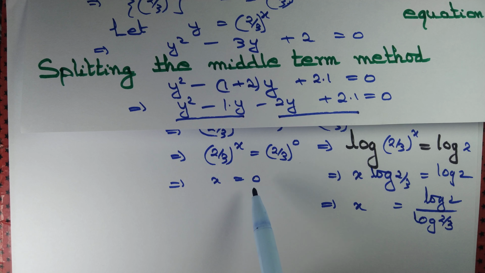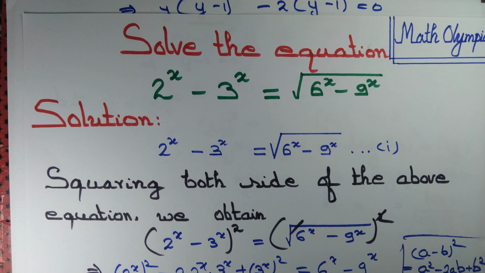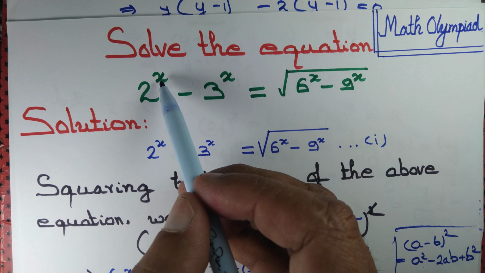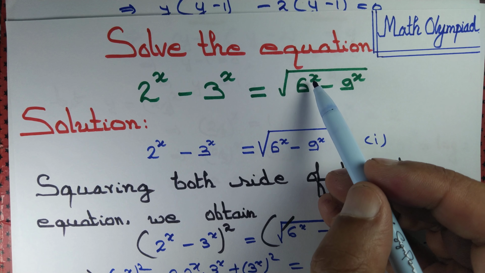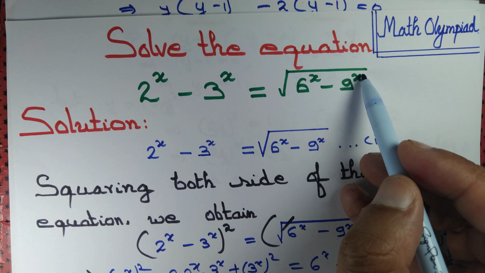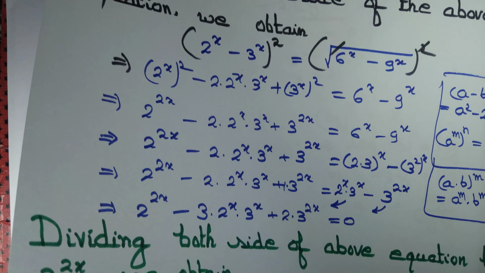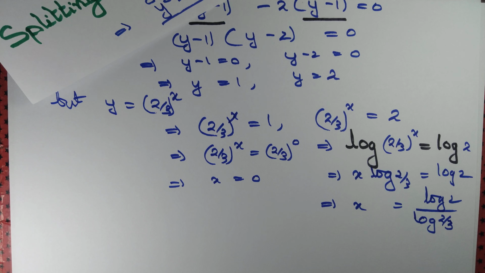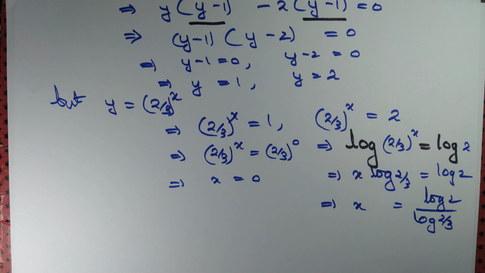So we have two solutions. x equal to 0 is a trivial solution that you can easily see. If I write x equal to 0, 2 to the power 0 is 1, 3 to the power 0 is 1, 1 minus 1 is 0, 6 to the power 0 is 1, and 9 to the power 0 is also 1. 1 minus 1 is 0 and 0 is equal to 0. So x equal to 0 is a trivial solution. And x equal to log of 2 divided by log of 2/3 is the other solution.